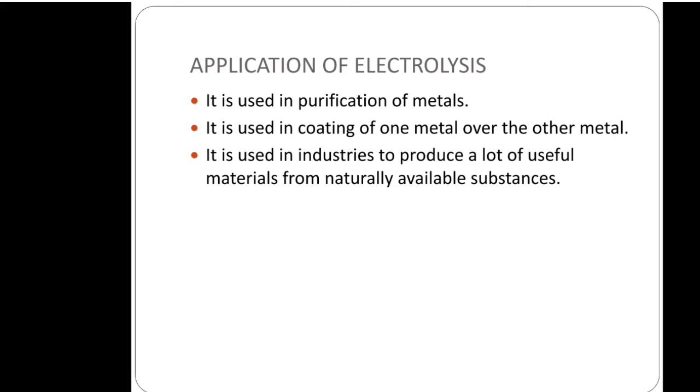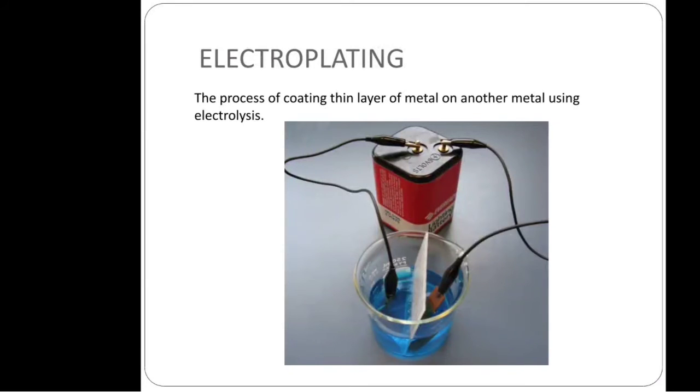Suppose, for example, the sodium metal is manufactured by the electrolysis of molten sodium chloride, and that sodium chloride is what? That is the common salt. So these are the various applications of the electrolysis process. So the next process is electroplating.